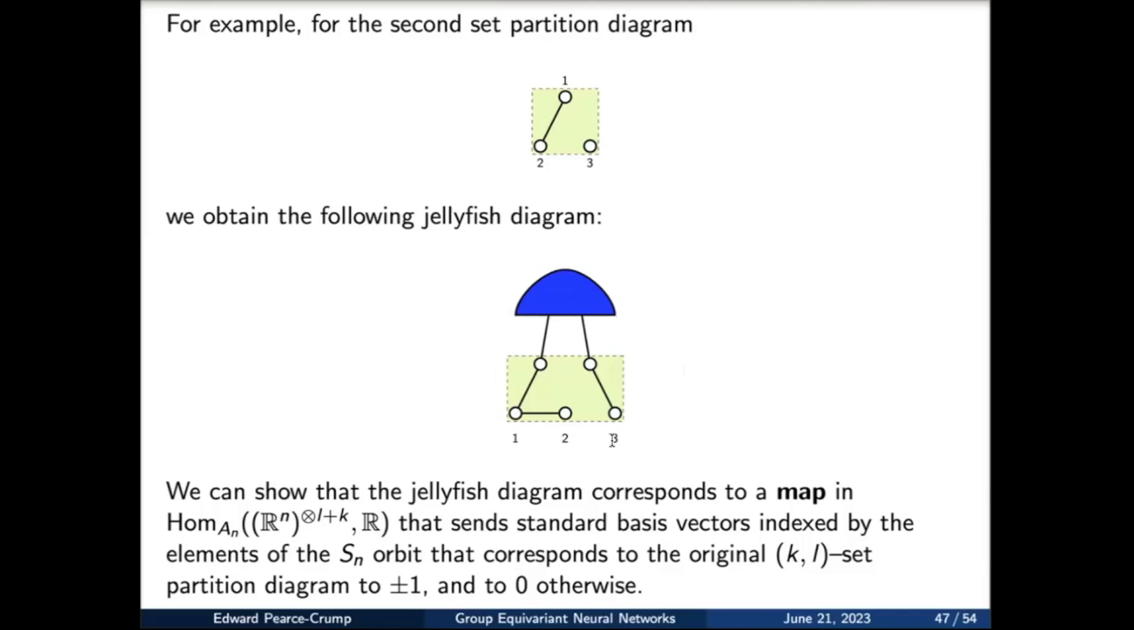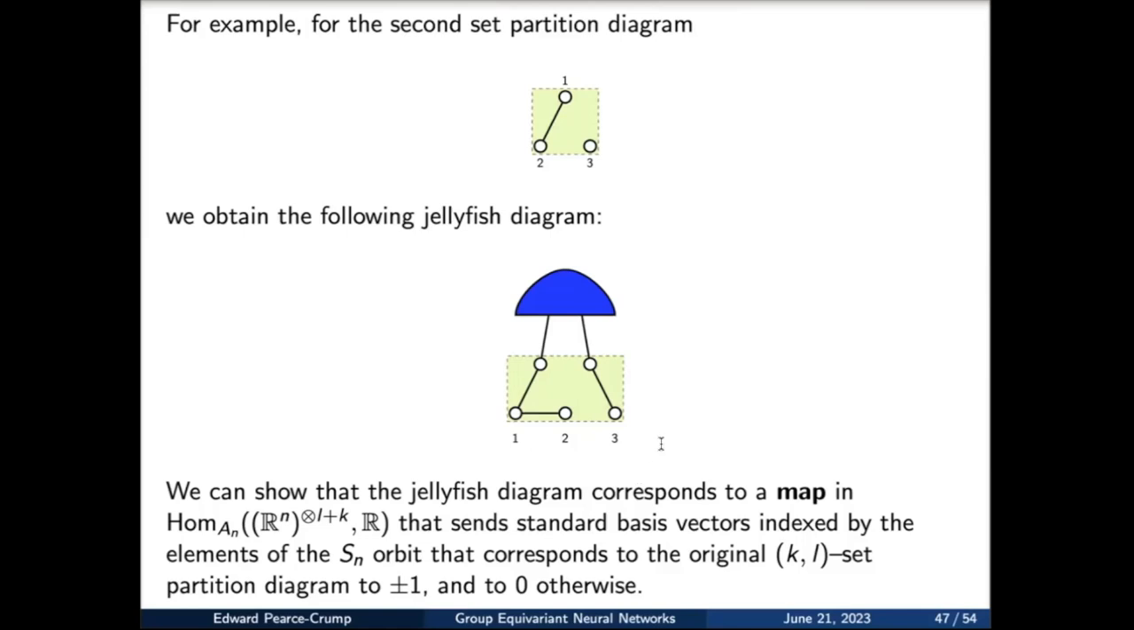So the question is why? Well, in this diagram, I now have N nodes at the top and I have L plus K nodes at the bottom. So I have a set partition of 1 to L plus K plus N, right? But it has at most N blocks by construction. So because it has at most N blocks, it must correspond to an S_N equivariant map from an L plus K order tensor to an N order tensor. So it's S_N equivariant, which means it's A_N equivariant, and you can show the composition of two A_N equivariant maps is A_N equivariant. So that's the first point to make.